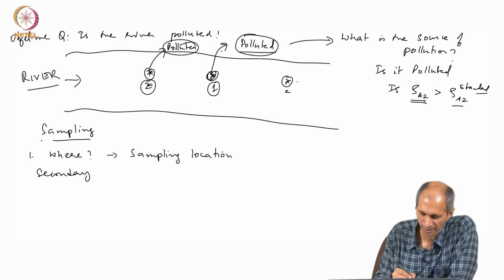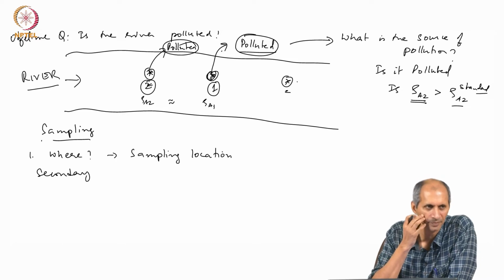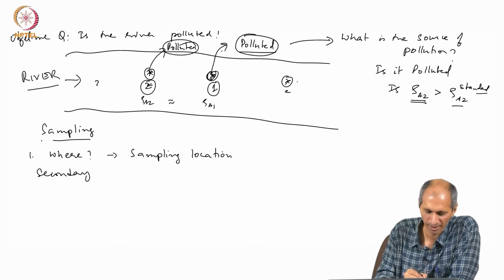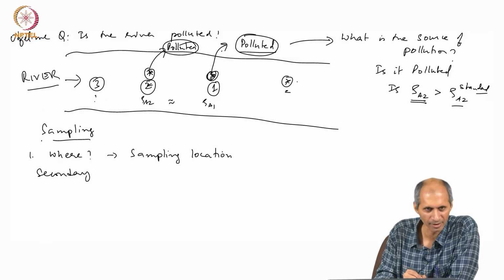What if I find that rho A2 is almost the same as rho A1? Then what will I do? I will go further, I will take one more sample. So I have to keep going. I keep going and comparing again, this is rho A2 1, this is rho A2 2, this is rho A2 3 and so on.